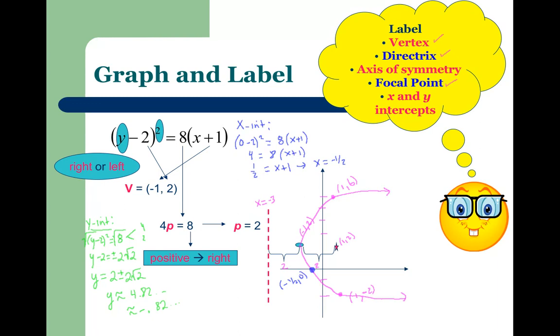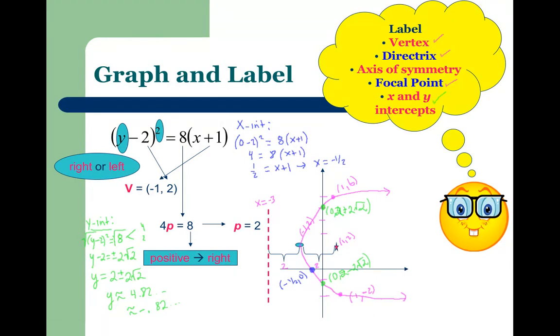So 1, 2, 3, 4 point. Oh, this is not a very good one, but that's okay. So that point is going to be about 0, 2 plus 2 root 2. And this point is going to be, I'm very off, obviously, 0, 2 minus 2 root 2. So where am I at now? I got the x and y intercepts.